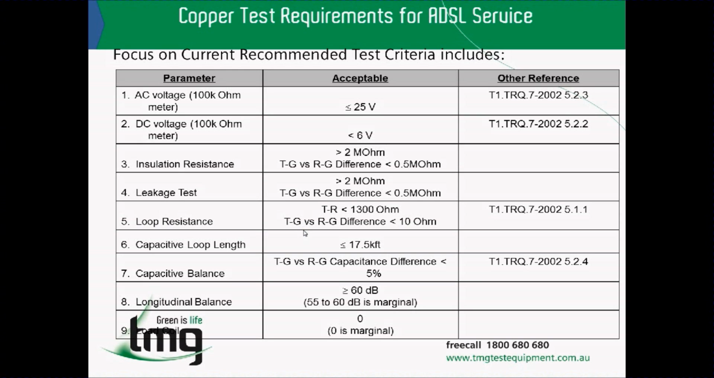The tip to ring versus ring to ground difference should be 10 ohms at maximum. The capacitive loop length cannot exceed 15.5 kilofeet. The capacitive balance should be a capacitance difference of 5%, as well as a longitudinal balance greater than or equal to 60 dB, in order for our line to be noise free and balanced to carry on with the ADSL services.